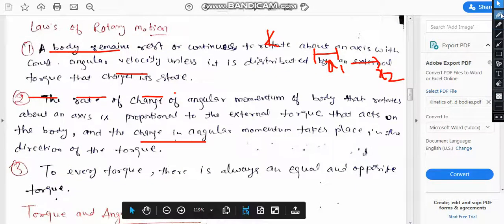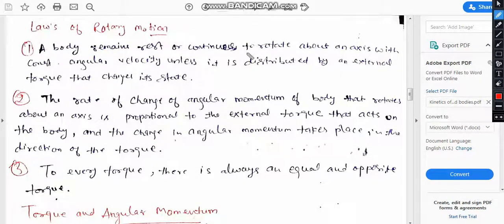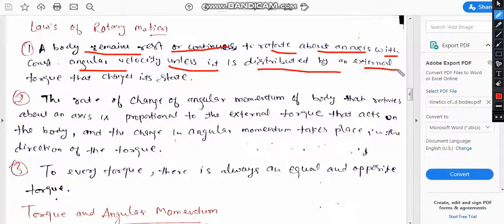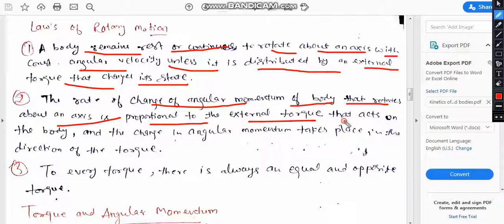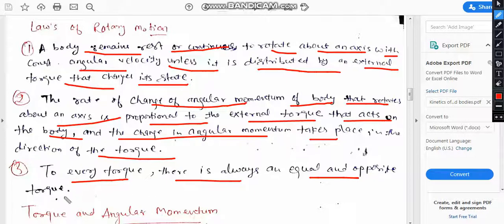Now, the laws of rotary motion. What are the laws of rotary motion? First, a body remains at rest or continues to rotate about an axis with constant angular velocity unless it is disturbed by an external torque that changes its state. This is similar to Newton's law of motion. Second, the rate of change of angular momentum of a body rotating about an axis is proportional to the external torque acting on the body, and the change in angular momentum takes place in the direction of the torque. Third, to every torque there is always an equal and opposite torque.